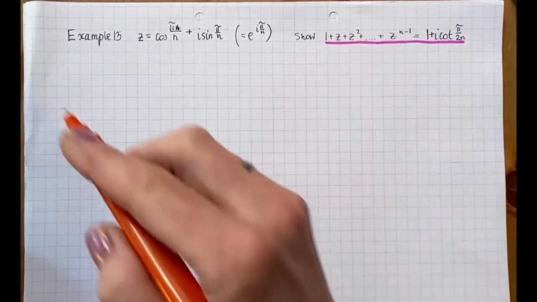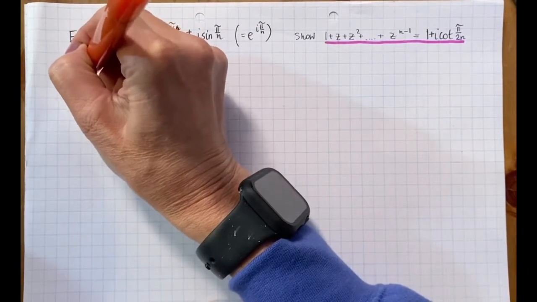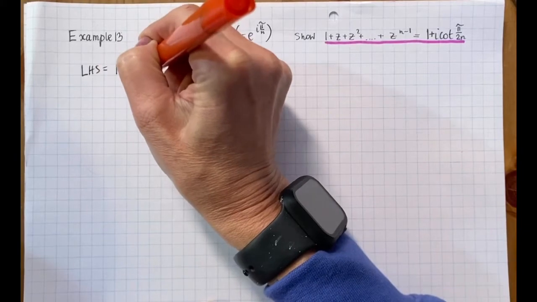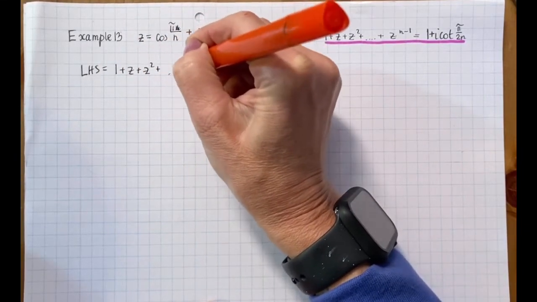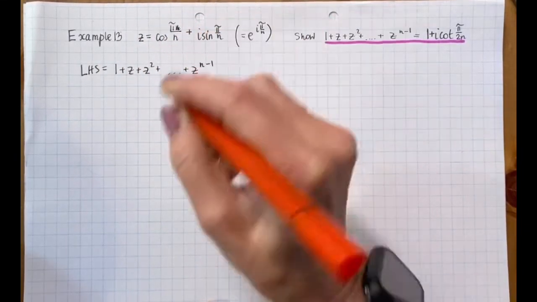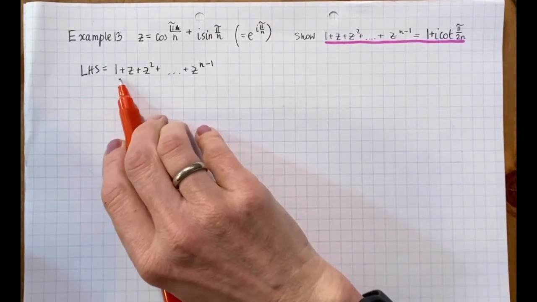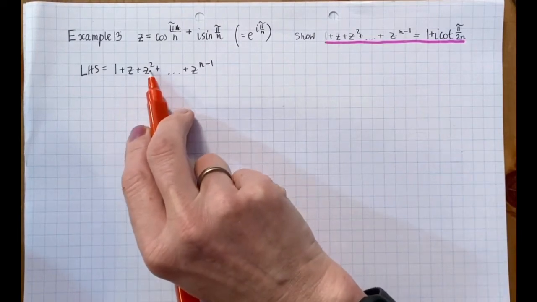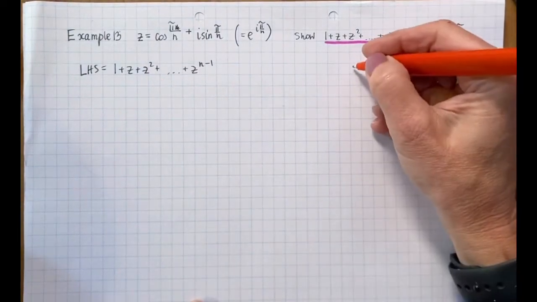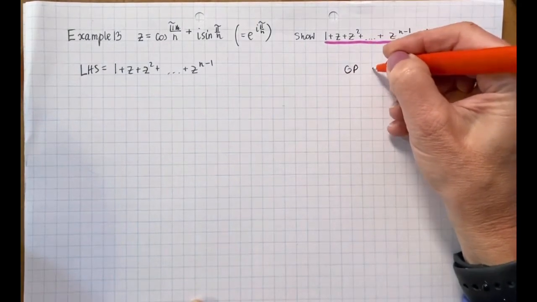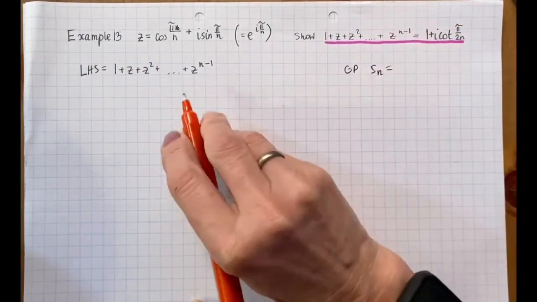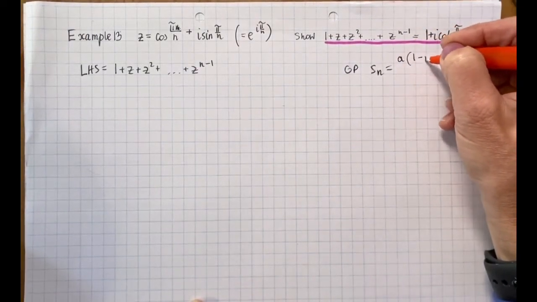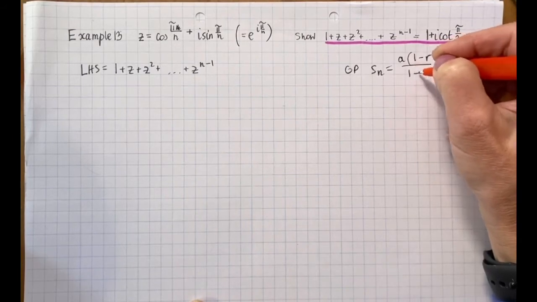We're going to start with the left hand side, which is 1 plus z squared plus all the way to z to the power of n minus 1. So as you can see, to get to the next term, we are multiplying by z. This is a geometric progression, so the sum of the geometric series is Sn. We do have n terms. A times 1 minus r to the power of n over 1 minus r.